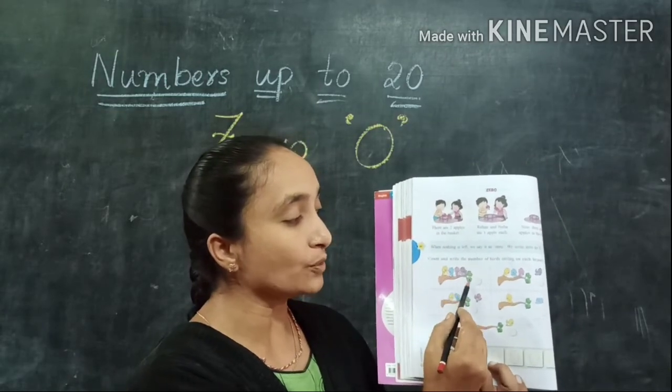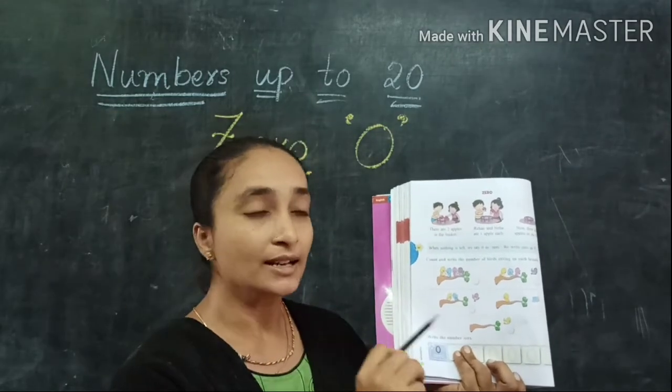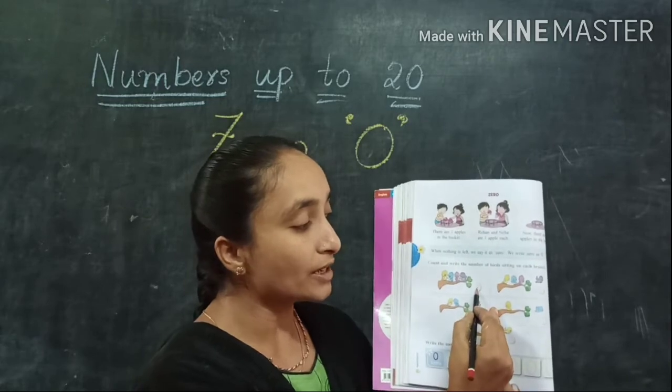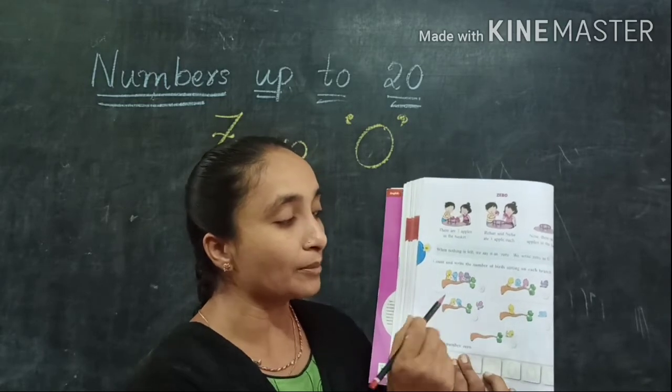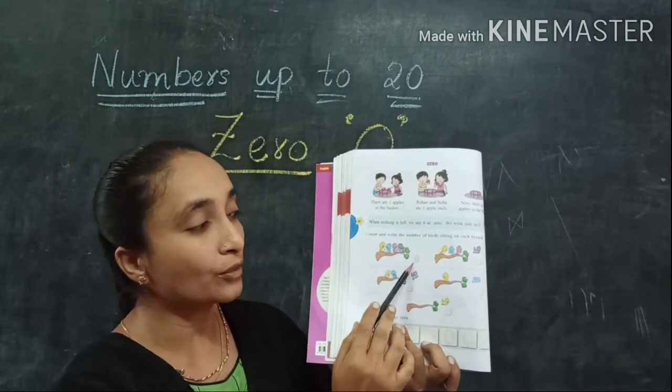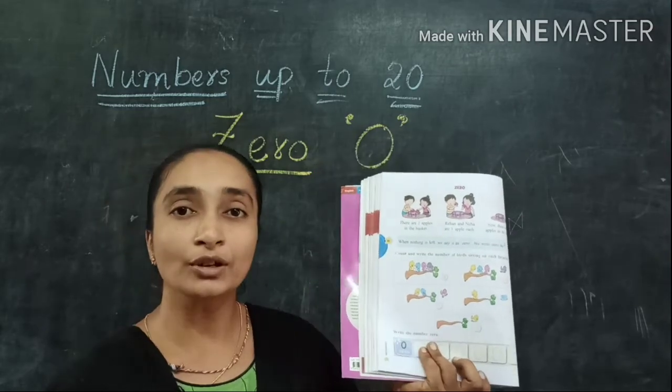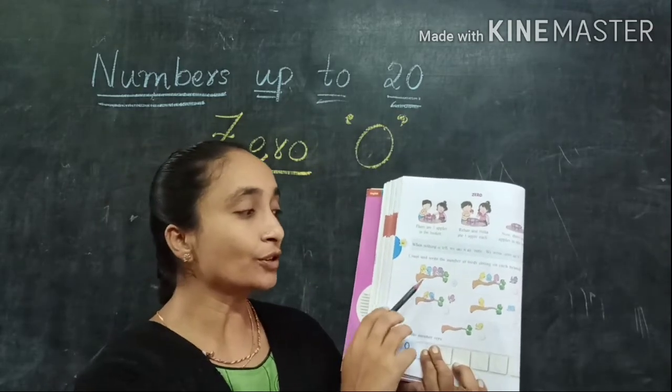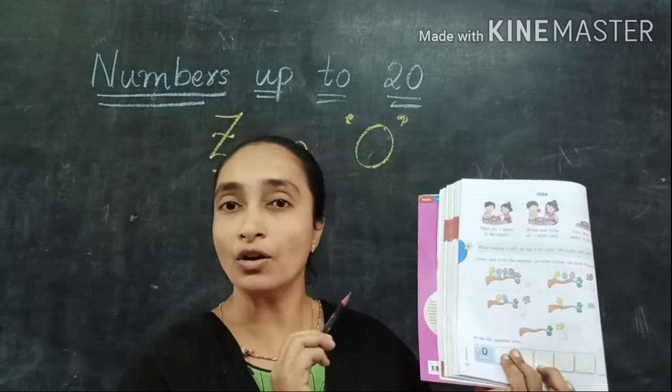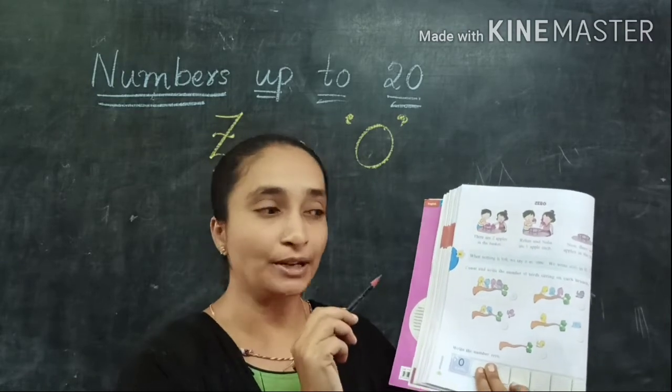So in the first picture we can see 4 birds are sitting on the branch. So in the middle of the circle here we can write the number 4. Here we can enter the 4. So here 4 birds are sitting. So we can sing a song: 4 little dicky birds sitting on a branch.